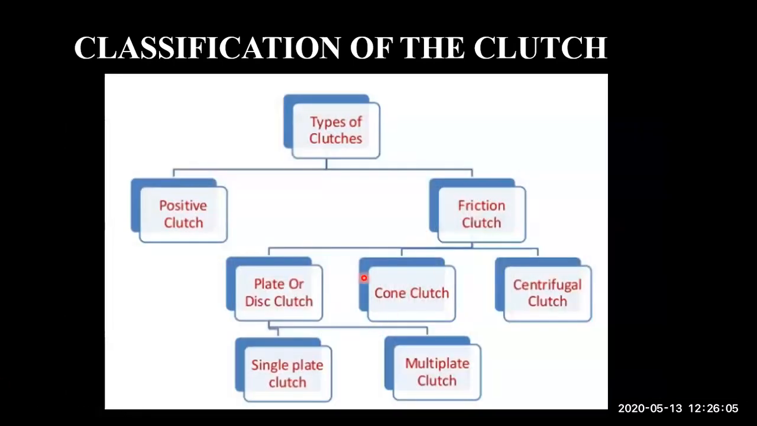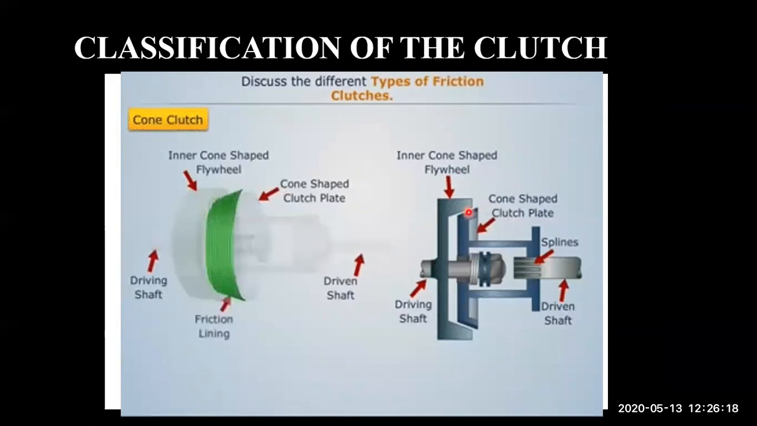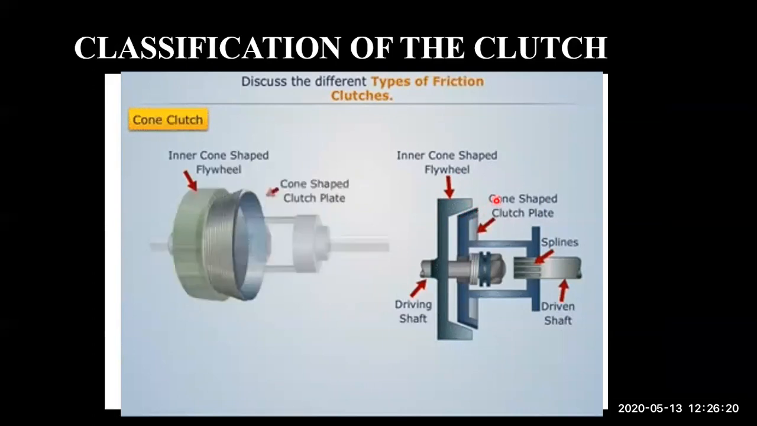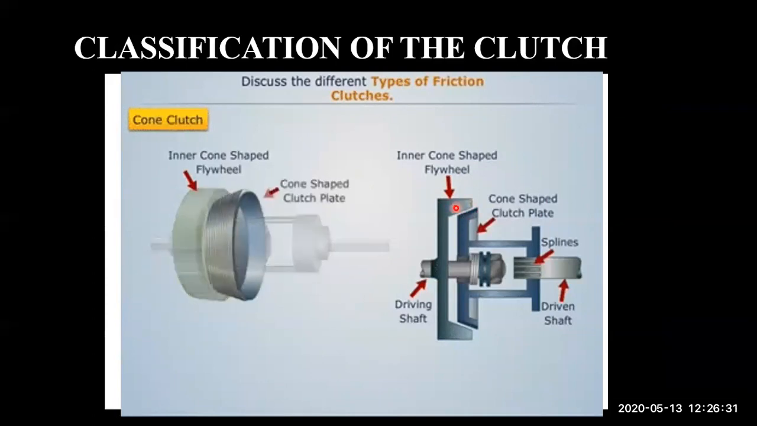So next you have the cone clutch. The cone clutch is just the clutch plate in the form of a cone, and you have the friction lining on the entire surface. So you're increasing the surface area of the friction lining. You're just increasing the area here. And you have the flywheel also in the shape of a cone.